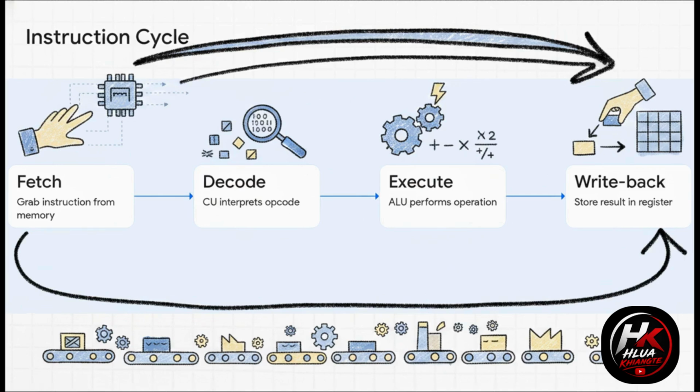Step 2, decode. The control unit interprets what that operation actually means. Step 3, execute. The ALU physically performs the math. And step 4, write back. The CPU stores the result. Fetch, decode, execute, write back. This microscopic assembly line loops billions of times every single second, without fail.